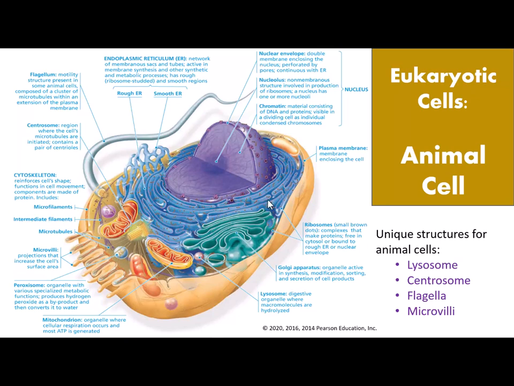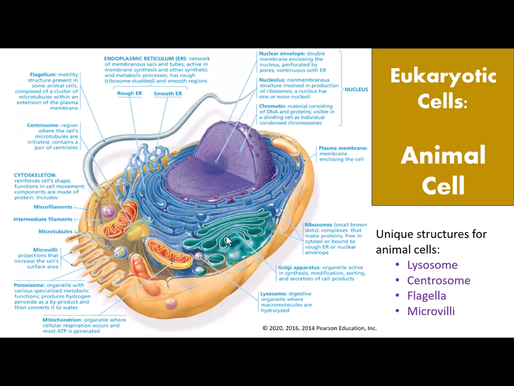Directly surrounding the nucleus to capture all the RNA that is coming out of the nucleus is our rough endoplasmic reticulum. Our rough endoplasmic reticulum has all these little dots on it. The little dots are our ribosomes, and that is where protein synthesis takes place. We also have smooth endoplasmic reticulum. It does not have any of the little red dots on it, and it is a little further out from the nucleus than the rough endoplasmic reticulum. This is where you have some carbohydrate and lipid synthesis.